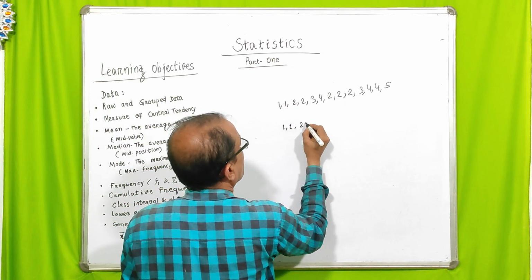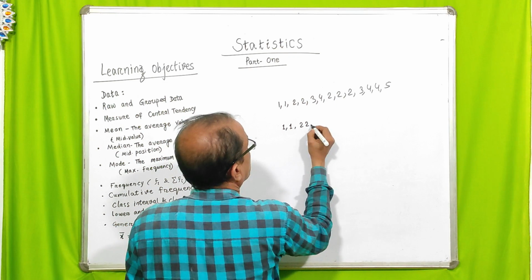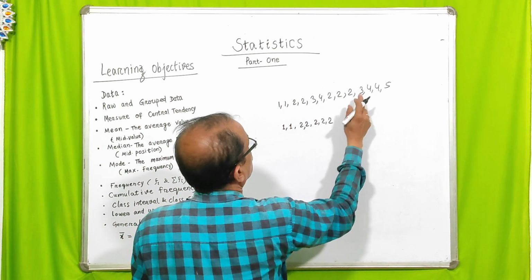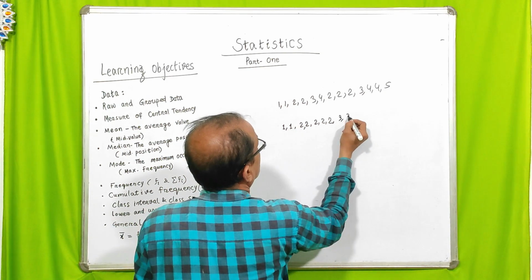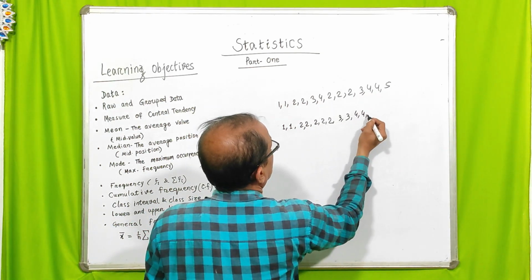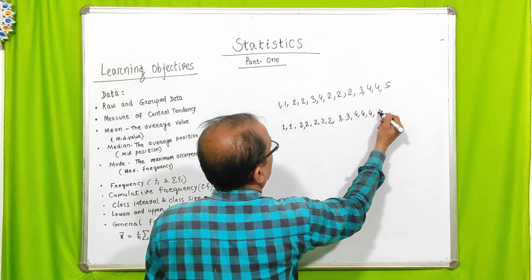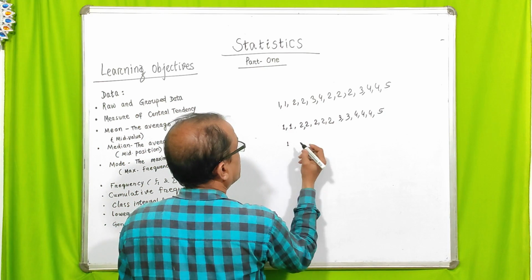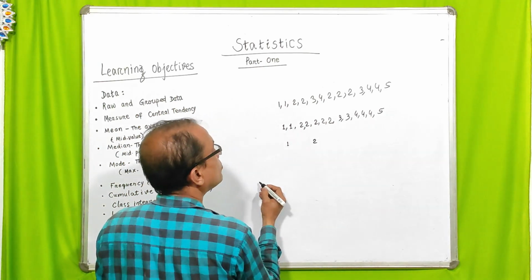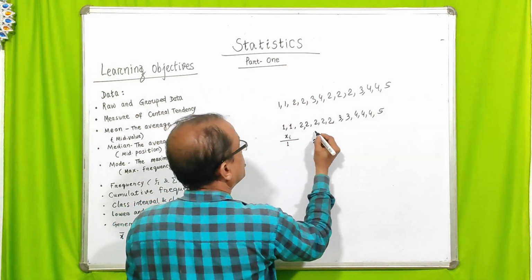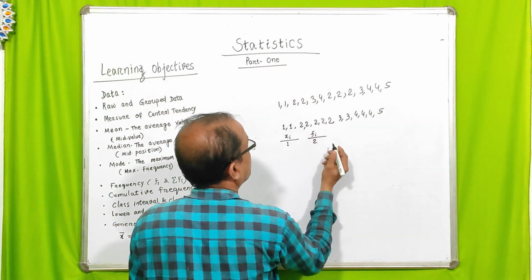Next 2, there are 5 2s. Next there are 2 3s. There are 3 4s, and there is a single 5. Clearly we can see that 1 has occurred twice. If this is a data, observed data, this is its frequency, Fi.